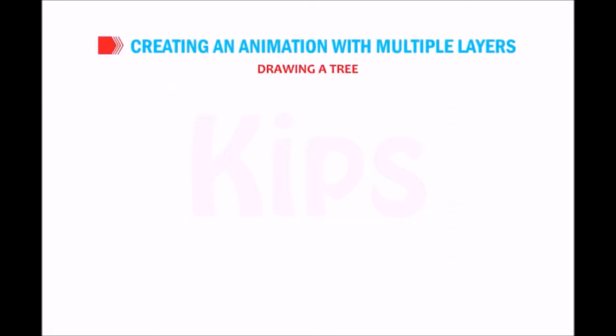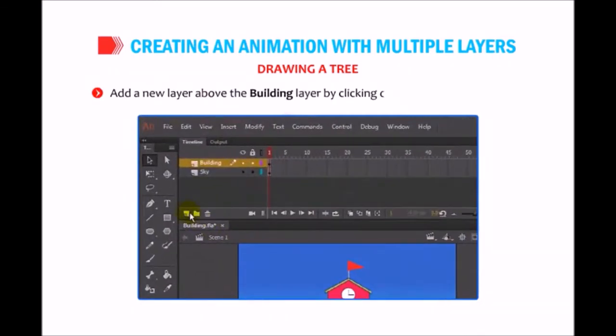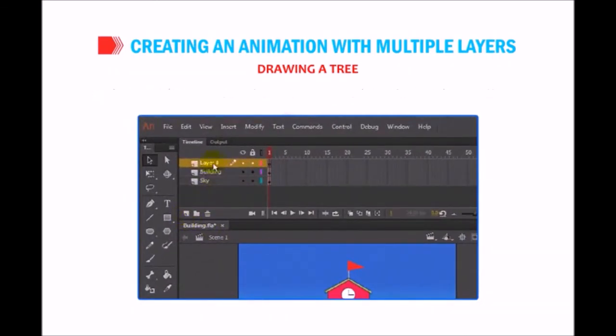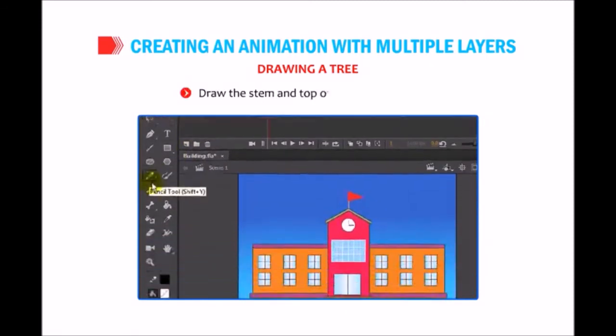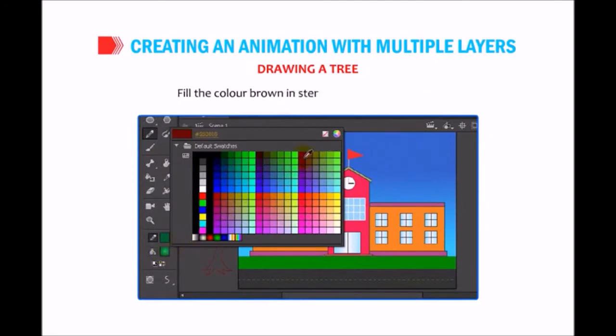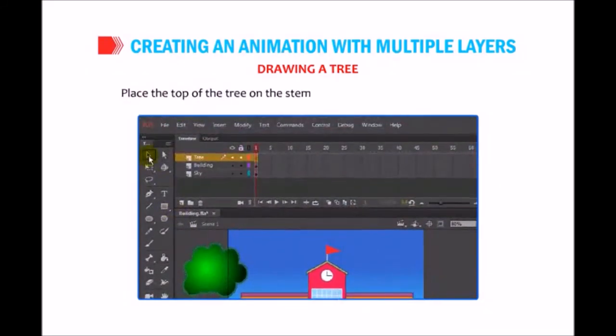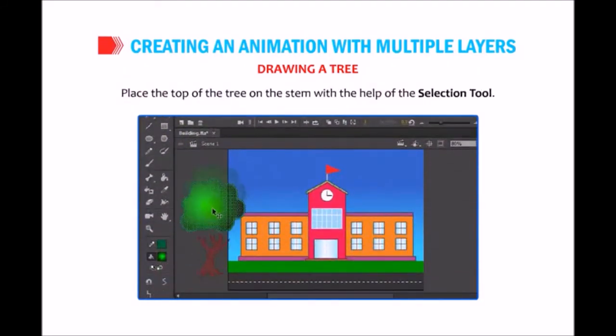Drawing a tree. Add a new layer above the building layer by clicking on the New Layer button. Rename it as Tree. Draw the stem and top of the tree separately. Fill the color brown in stem and green on the top. Place the top of the tree on the stem with the help of the Selection tool.